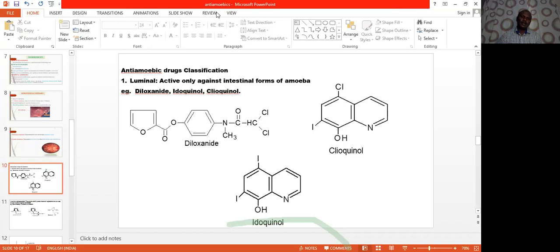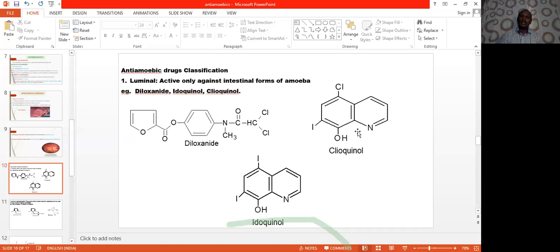So diloxanide is diloxanide furoate. This is furoic acid, and it is a prodrug. It is not diloxanide, it is diloxanide furoate. So furoic acid, a furan with a carboxylic acid group, is attached, and it undergoes hydrolysis, and you'll have the diloxanide. And diloxanide, if you see that, chemically resembles chloramphenicol.